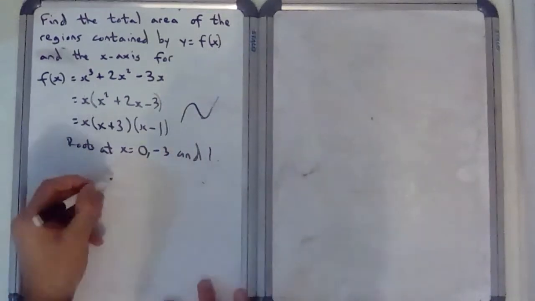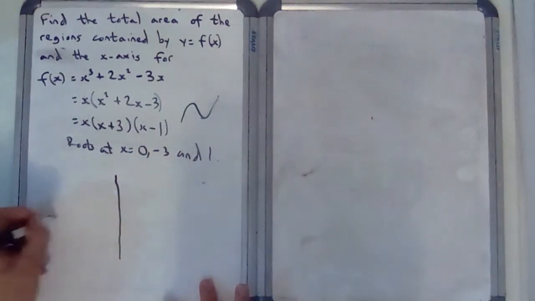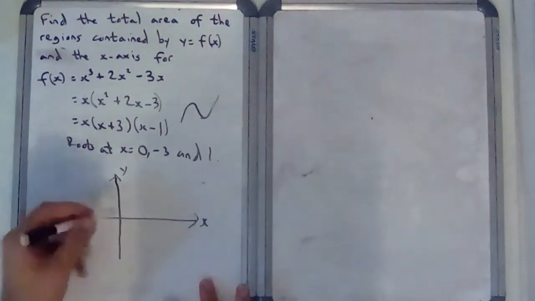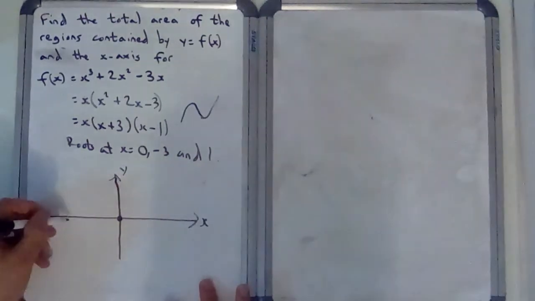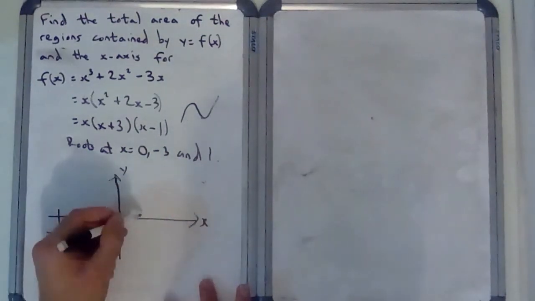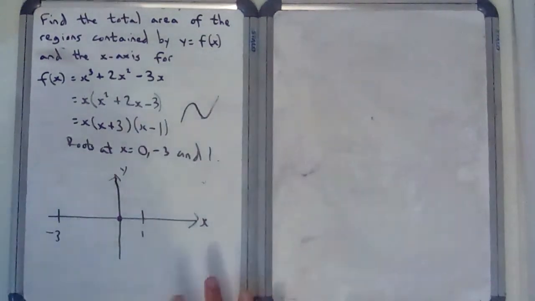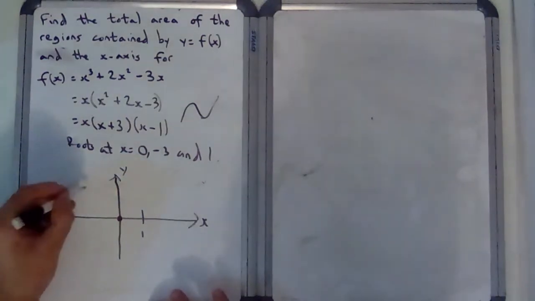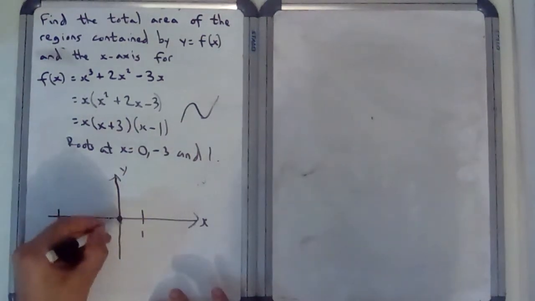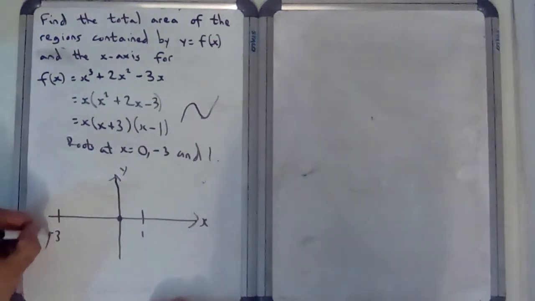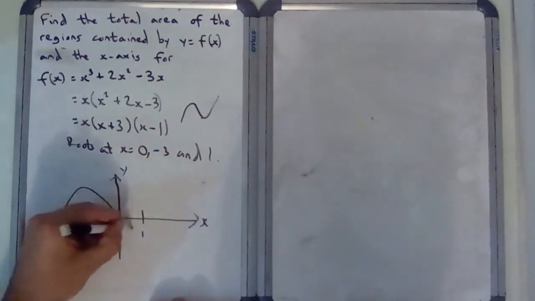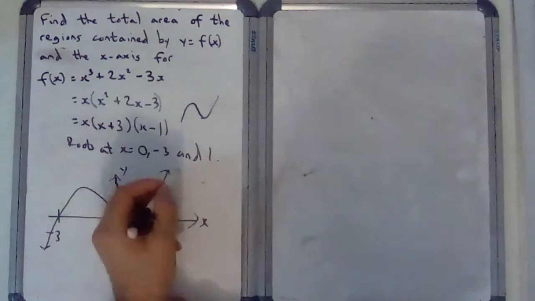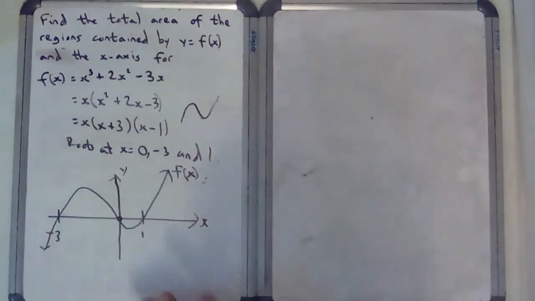So if we just draw some x's, it's going to need a bit of room out to the left. Don't really need that room to the right, but never mind. So we know it goes through 0, and minus 3 can be there, and 1 is probably around there. So it's a positive cubic. It's going to come up like this, turn, go through 0 and turn again, something like this. So this is f of x, and the x-axis is this.